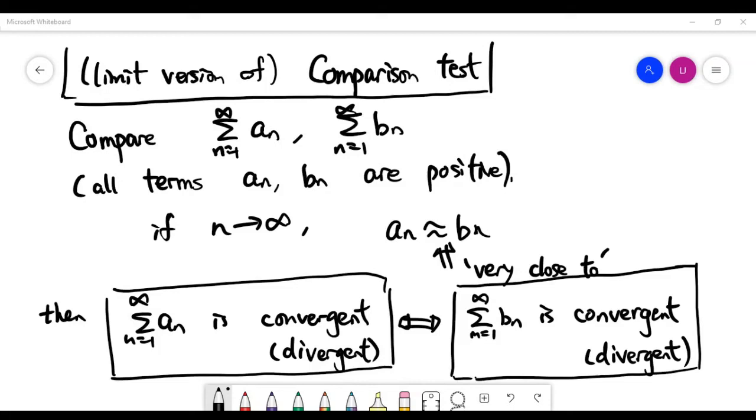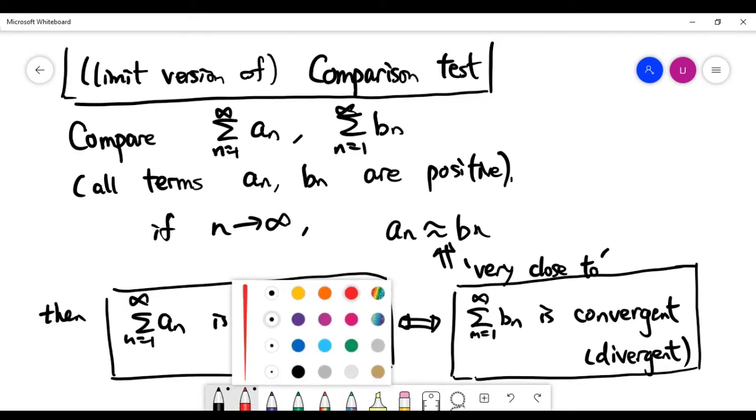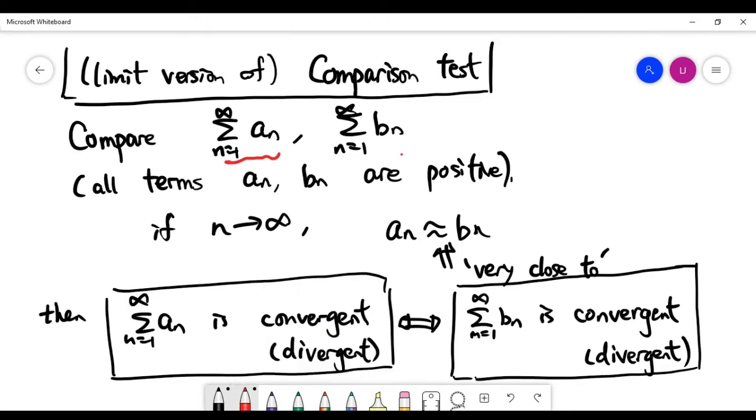So in this video, we'll talk about another test for whether an infinite series is convergent or divergent. Let's look at the current page here. We talk about the limit version of the comparison test, and please look at the criterion to apply this test. We require that you compare two infinite series, and all the terms inside both infinite series must be positive. This condition is quite similar to the integral test we looked at in the previous video, right?